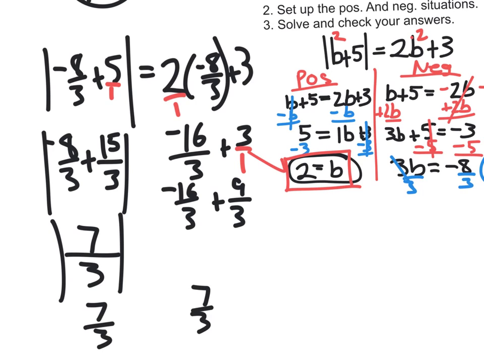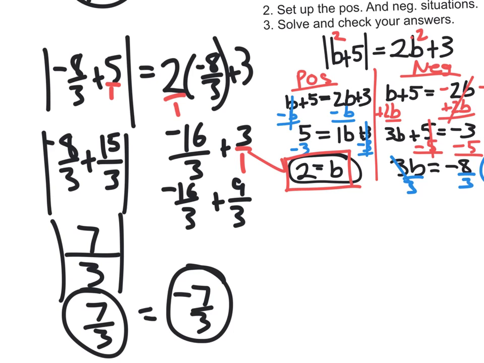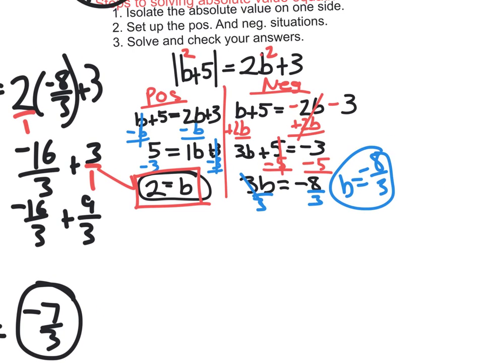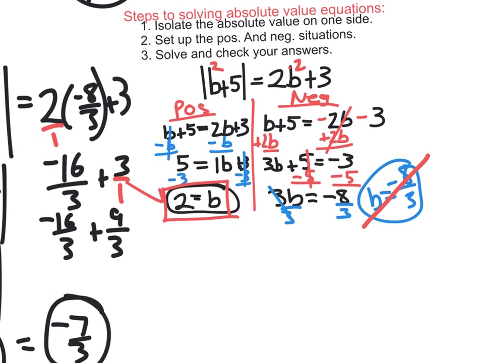However, we must recognize that this one is a negative and this one is a positive, so this is really a negative 7/3. And we know for a fact that positive 7/3 does not equal negative 7/3. So what that tells us is that this answer right here, this negative 8/3, is not a solution. It's an extraneous solution. It's an extra answer that doesn't work.